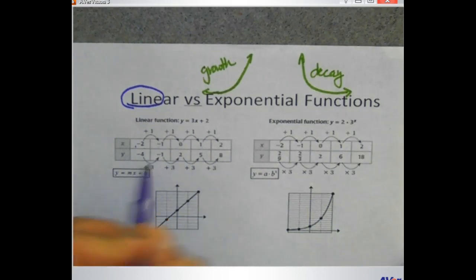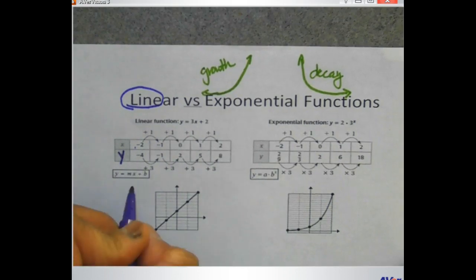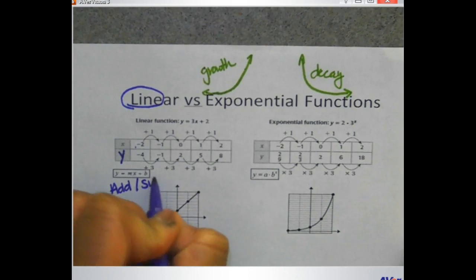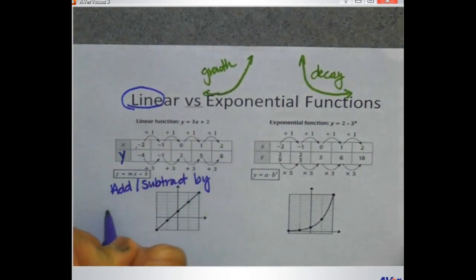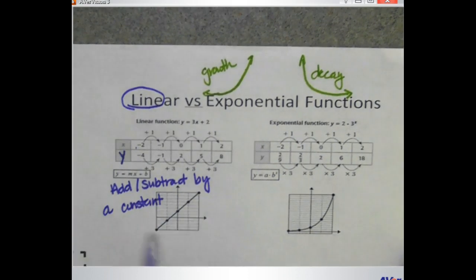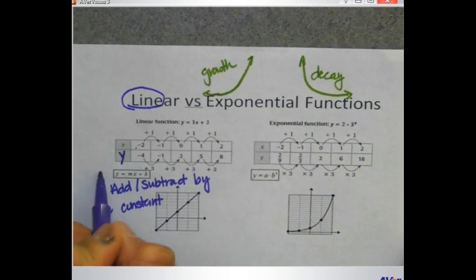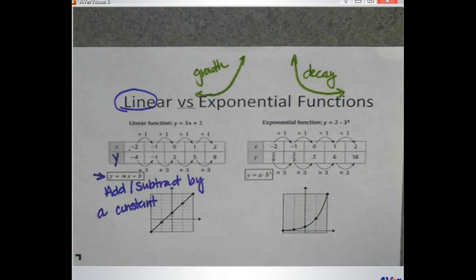So the difference for the y values, that's what we care about. What's happening with the y values is I'm adding, or I'm going to subtract by 3. Well, no, not every time, but some constant number. And then when I graph it, it's going to be a line. Because why? Because it's linear. And also, you might remember this equation right here, y equals mx plus b. Y equals mx plus b.